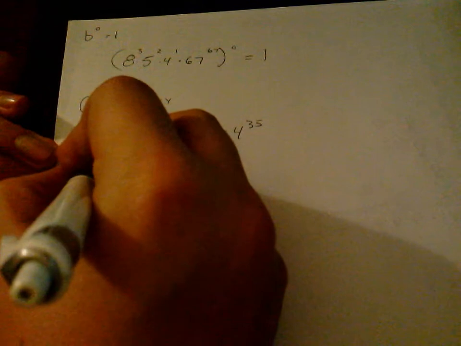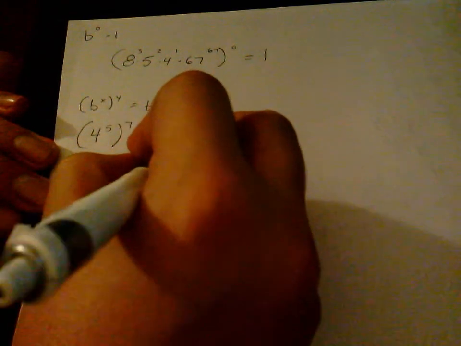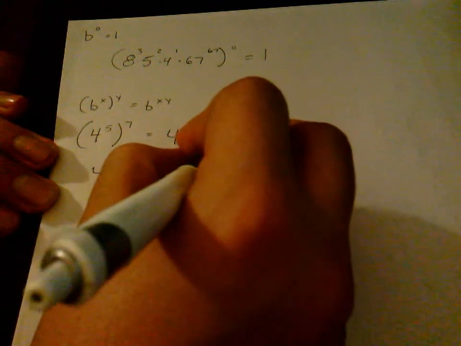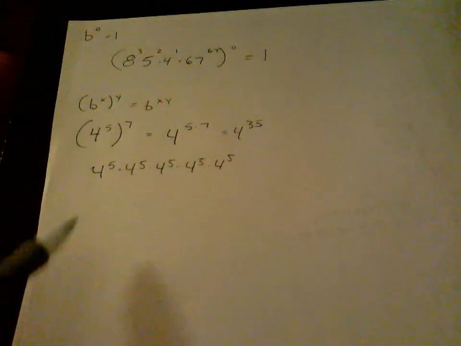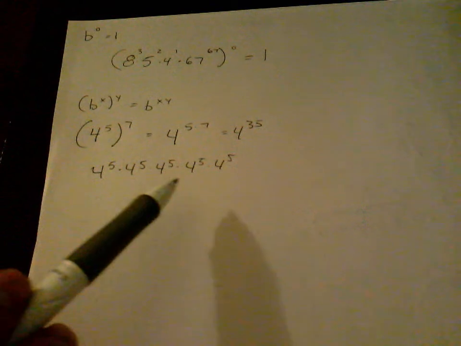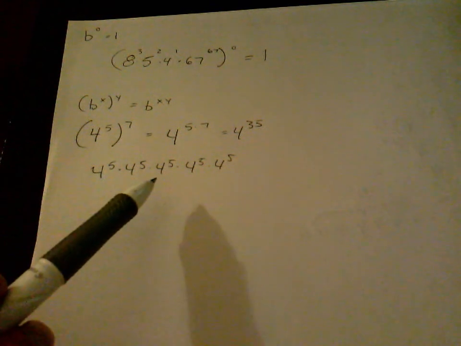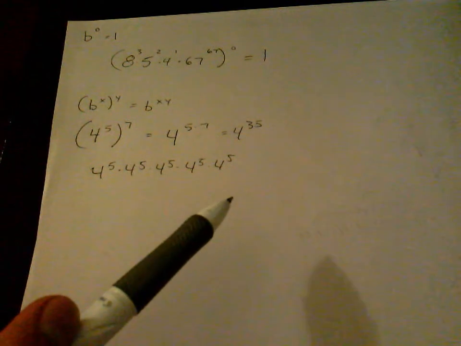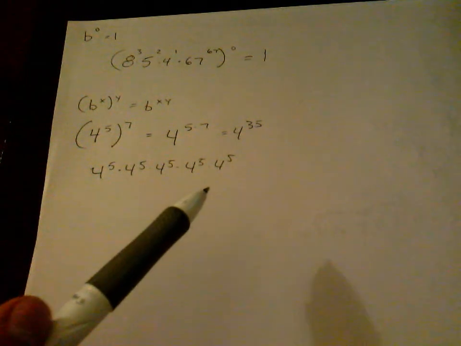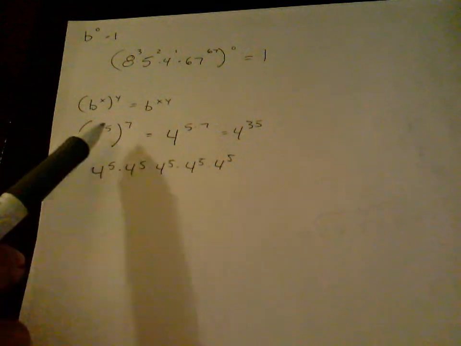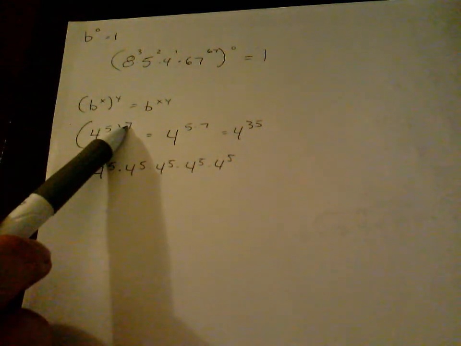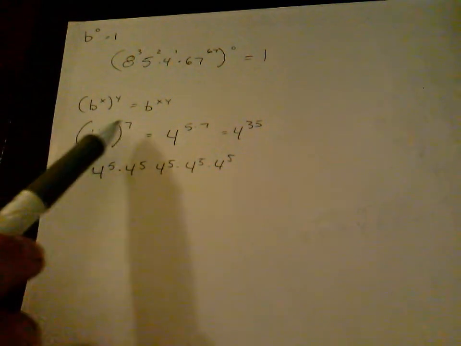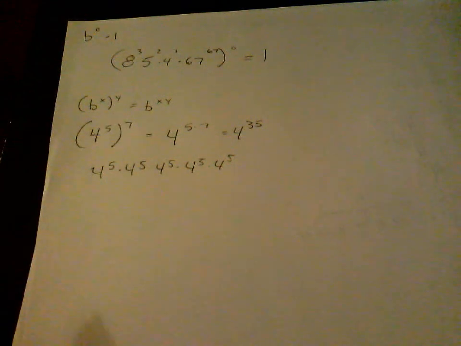So it's technically 4 to the 5th power times 4 to the 5th power times 4 to the 5th power times 4 to the 5th power times 4 to the 5th power. And if I expand this out, it'll be 4 times itself 35 times. I don't know if you like expanding it out, but you get the idea. So if you have a number on the outside and an exponent on the inside, you raise the whole thing to the 7th power.